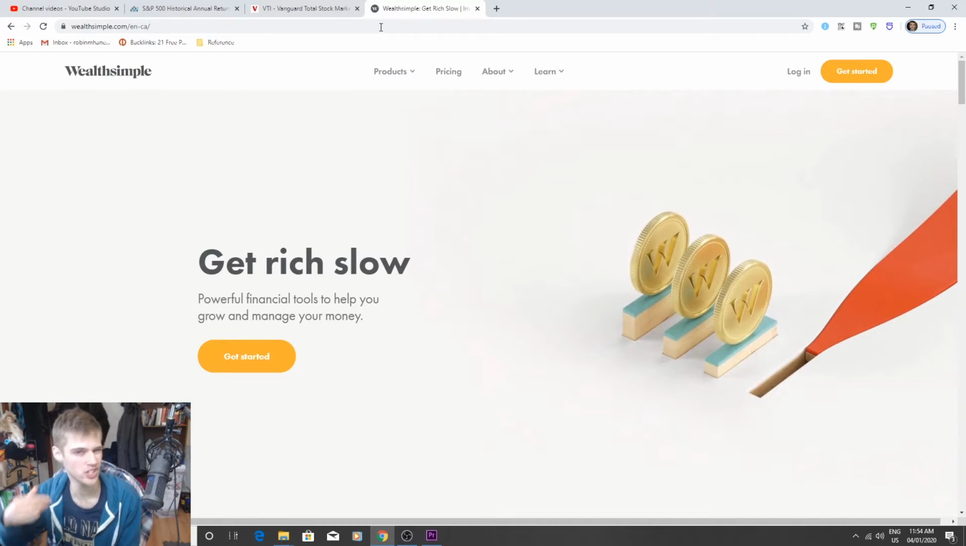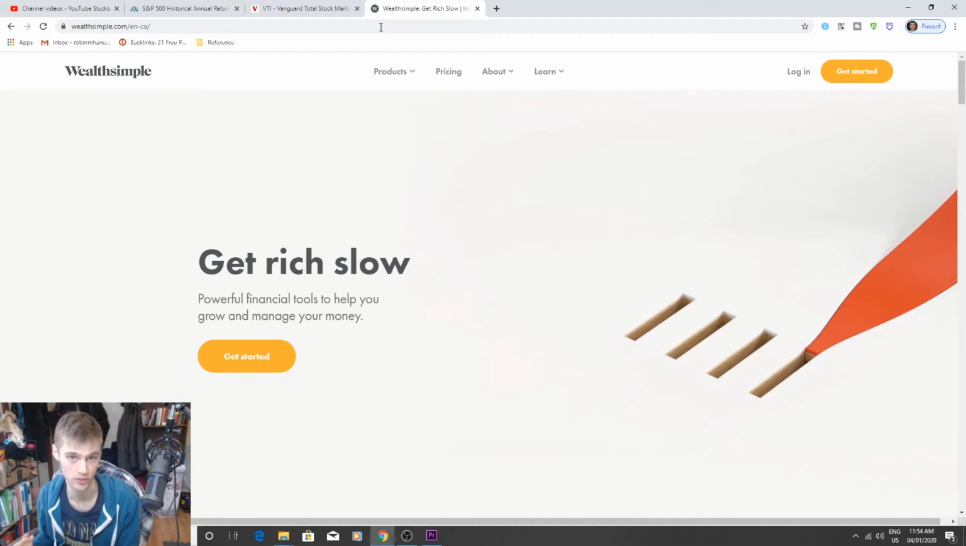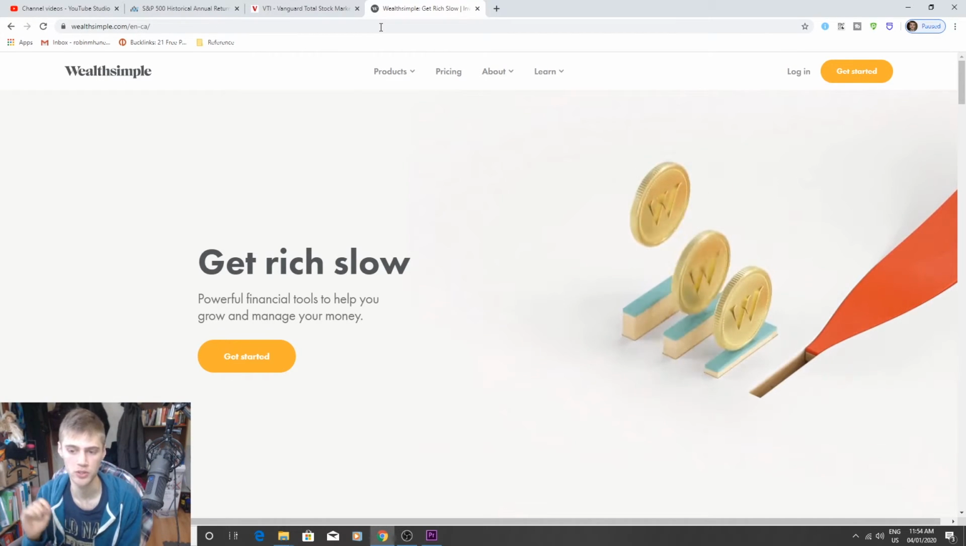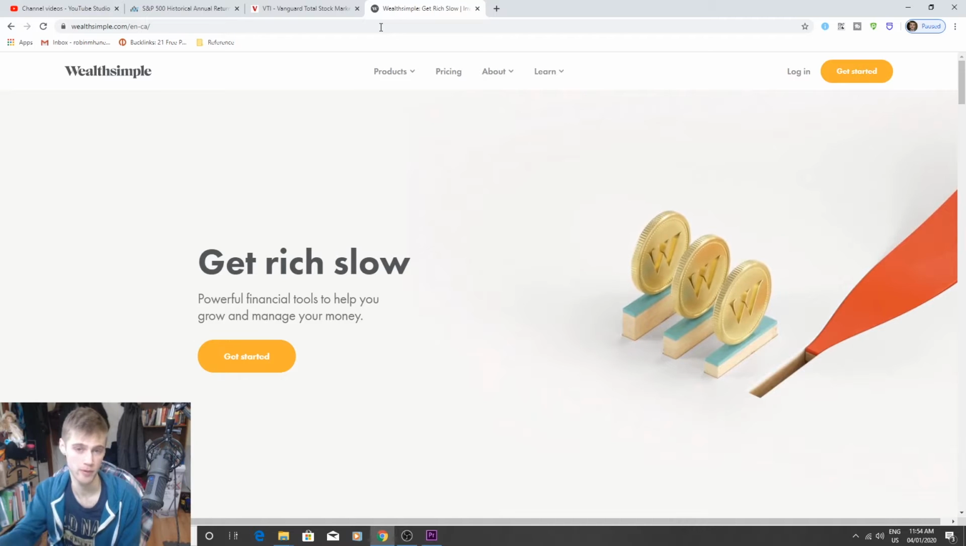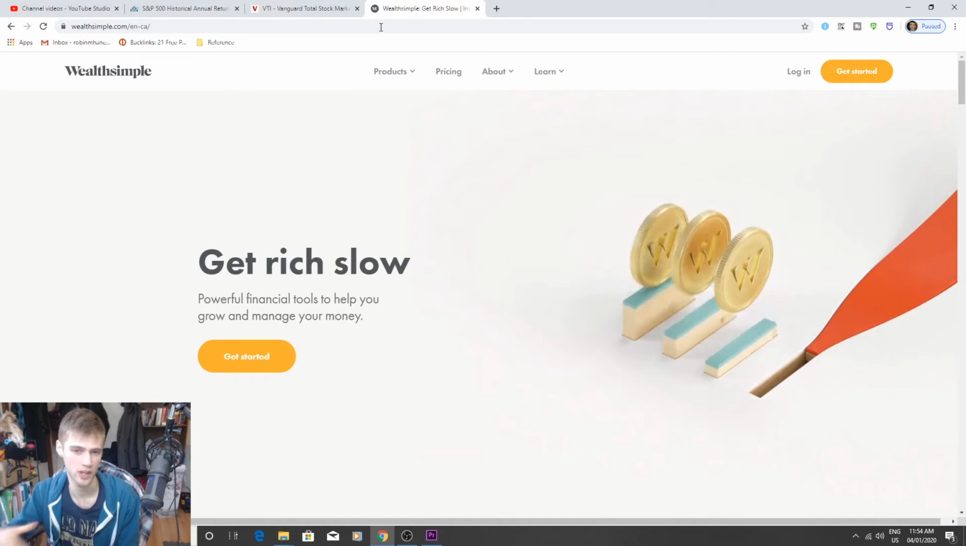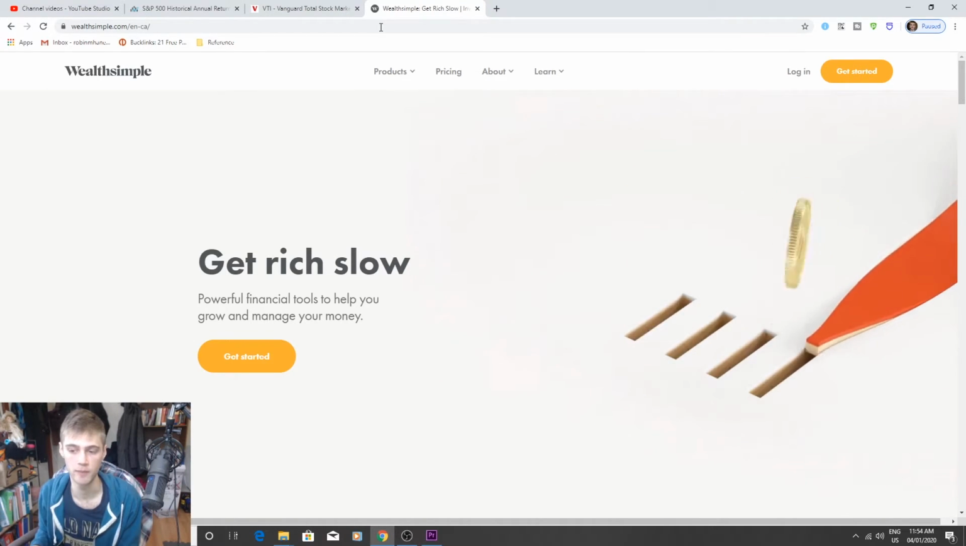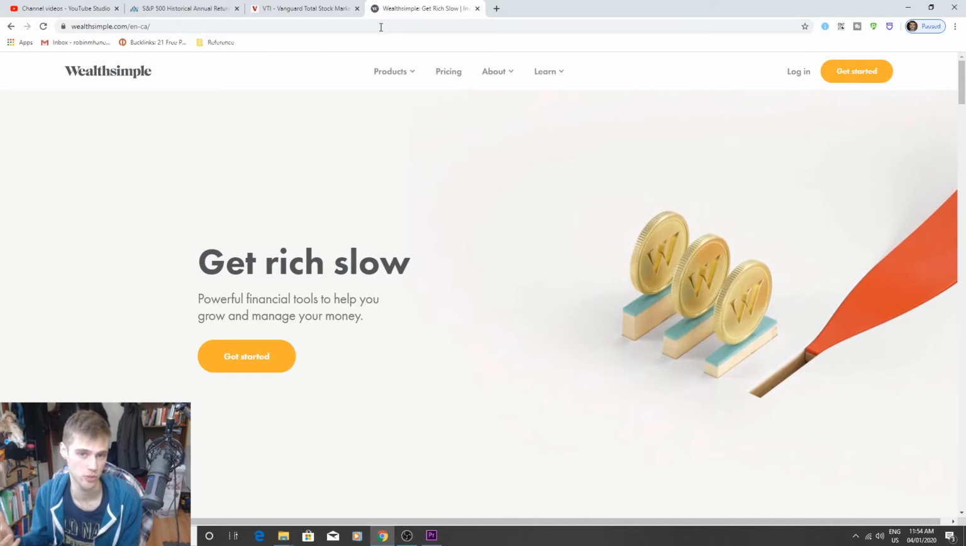But for me, my first year in investing in 2019, I actually used what is called a robo-advisor. So you might ask, what is a robo-advisor? Well, it's basically an online platform. I'm on Wealthsimple right now. There's a lot of different popular ones out there, so you can look around, but I'm using Wealthsimple.